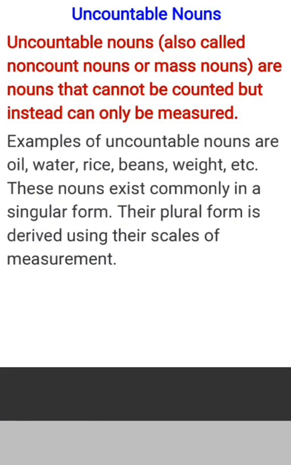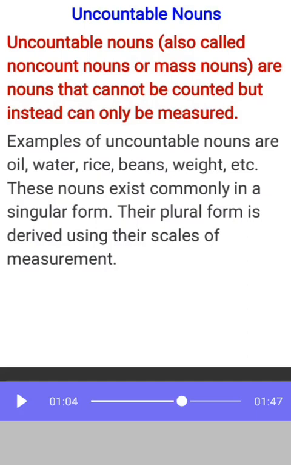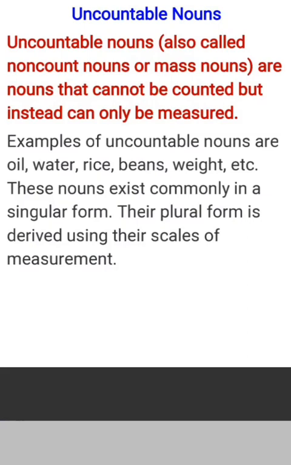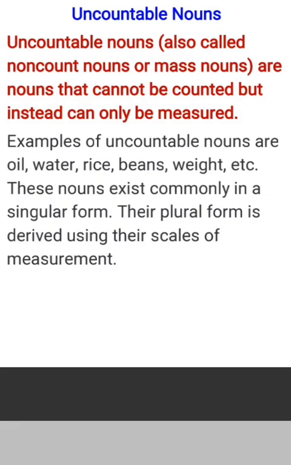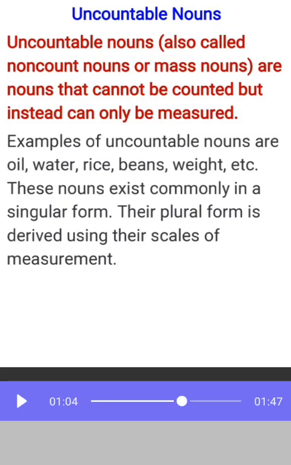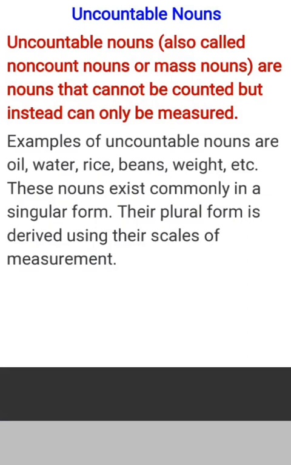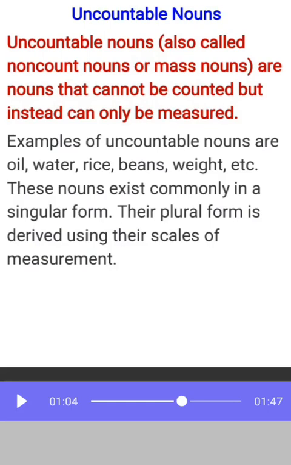Examples of uncountable nouns are oil. You cannot count oil. There's nothing like 1 oil, 2 oils, 3 oils. You can only count oils in terms of types. For example, vegetable oil, palm oil, crude oil, olive oil. So we can only have types of oils. You are counting them in the form of vegetable oil, olive oil, crude oil. But when it comes to counting in terms of amount, we don't count them. Instead, we only measure them. And so oil can only be measured. It cannot be counted. Water can only be measured.